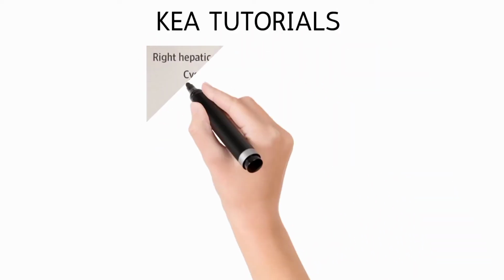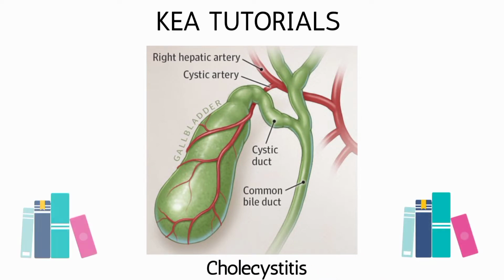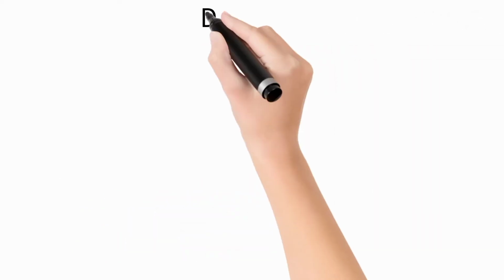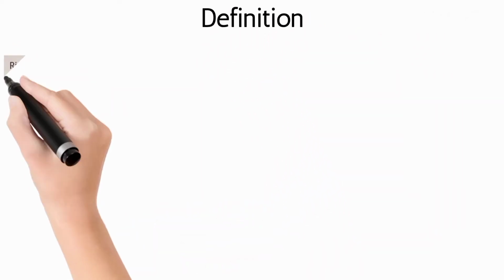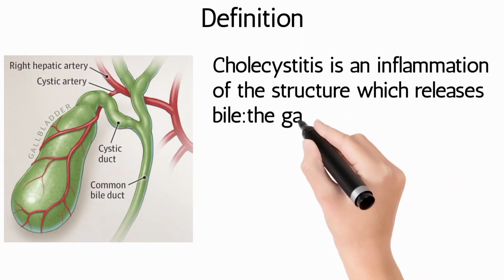KEA Tutorials presents a gastrointestinal disorder, cholecystitis. Cholecystitis is the inflammation of the structure which releases bile, the gallbladder.